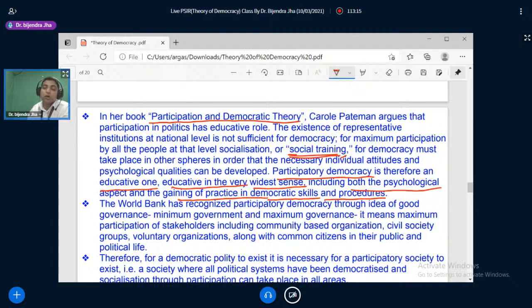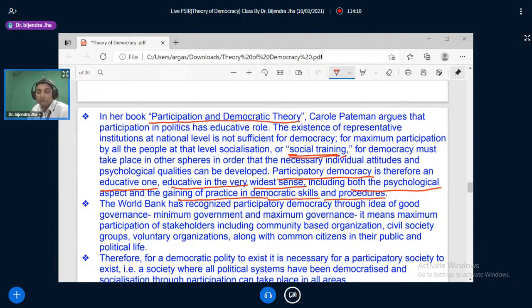Now the World Bank also recognized the participation of the people in a democracy. The World Bank idea of good governance came in 1989. The World Bank talks about accountability, rule of law, participation, and transparency as major components of good governance. And it talks about the participation of various communities like civil society groups, community-based groups, and voluntary organizations, along with common citizens, in public life and political life. So the World Bank idea of good governance also talks about participatory democracy.